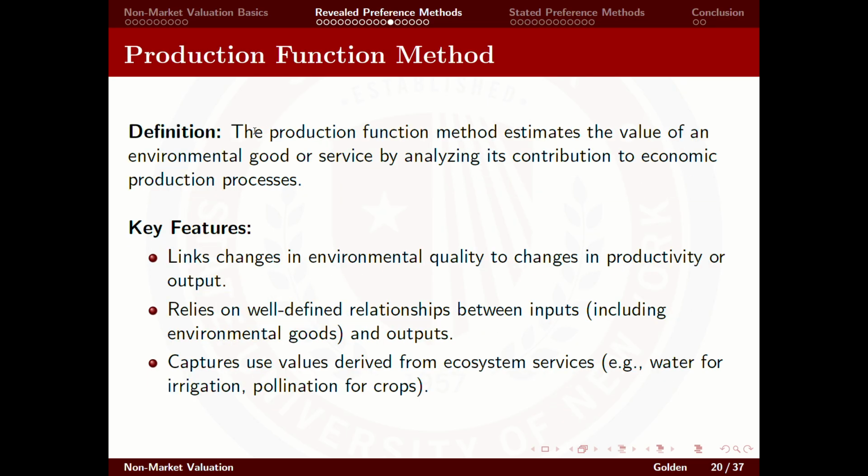Now let's talk about the production function method, and then we'll talk about the damage cost method. The production function method estimates the value of environmental goods or services by analyzing their contribution to the economic production process. It links changes in environmental quality to changes in productivity of output. It relies on well-defined relationships between inputs and outputs, and it captures the use value derived from ecosystem services.